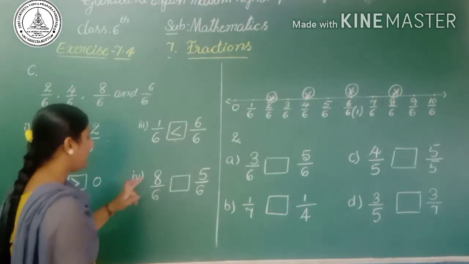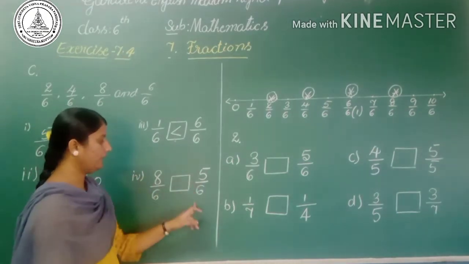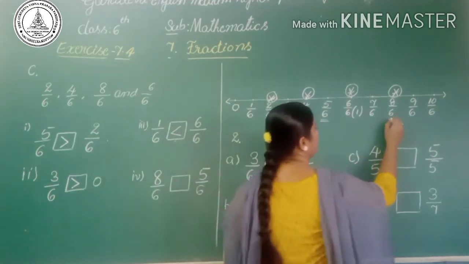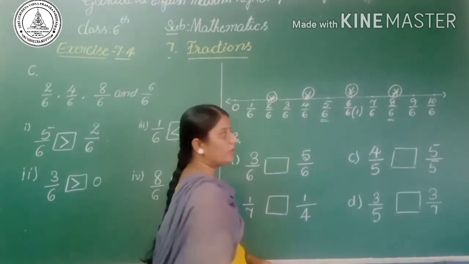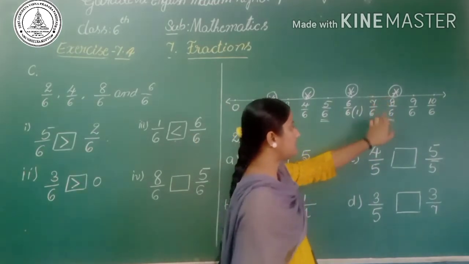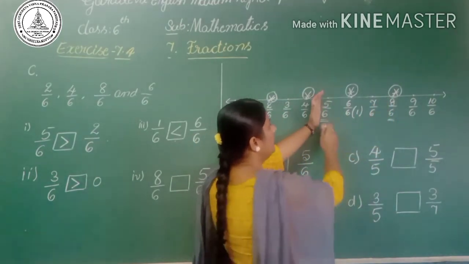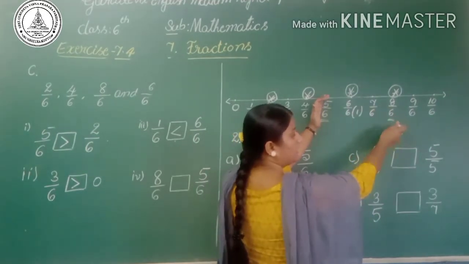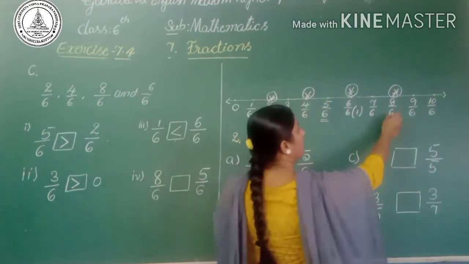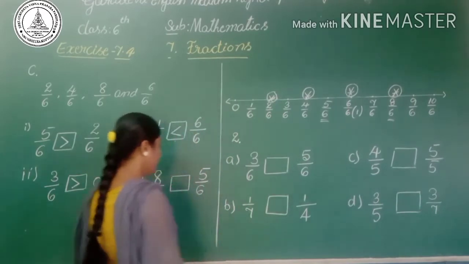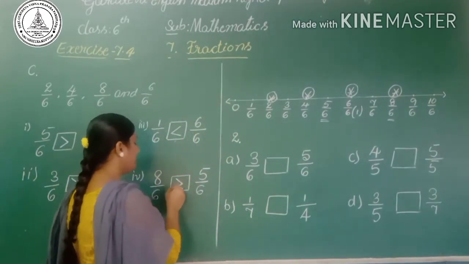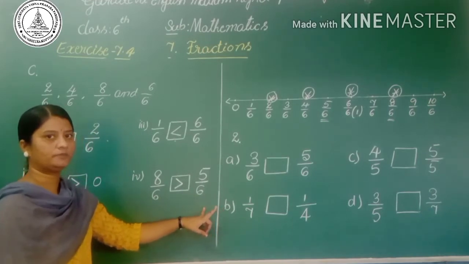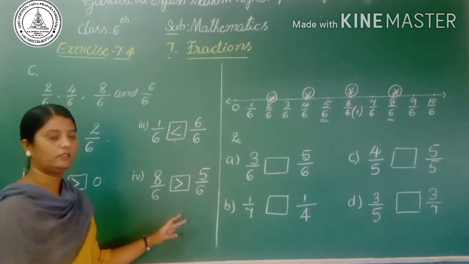Then similarly 8 by 6 and 5 by 6. Yes, here there is a 5 by 6 and here there is 8 by 6. Yes, you can observe here 8 by 6 is right to the 5 by 6. Means that values are increasing to the right of the number line. So it is a greater fraction. So 8 by 6 is greater than 5 by 6. Okay. Is it clear? Yes.